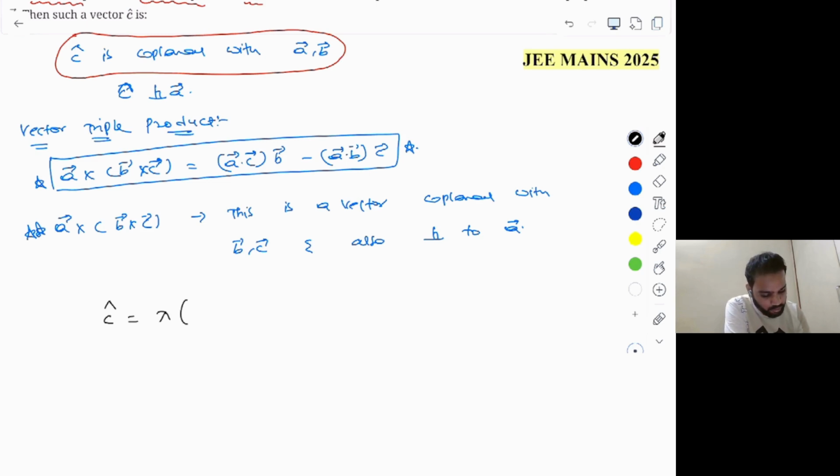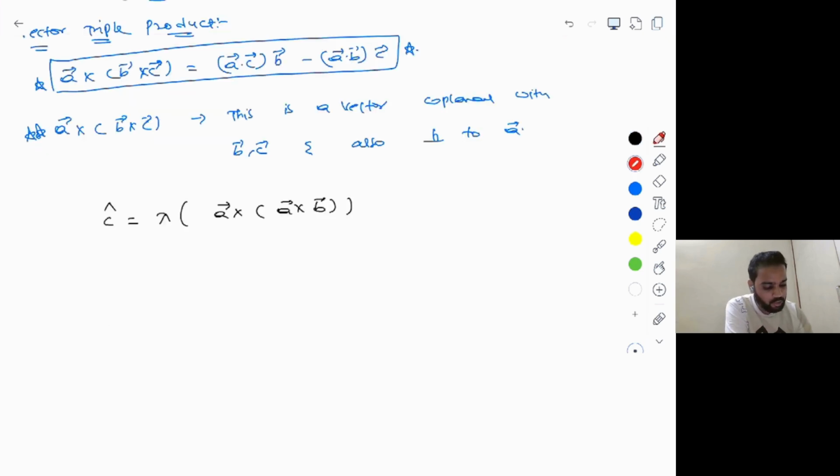First, what I'll do is A bar cross product with A bar cross B bar. I hope you understand this, because as I told just now, this vector C cap is a scalar multiple of the vector triple product A cross B, because A and B bar are in the bracket. So with those vectors, C cap is going to be coplanar. And what is the vector outside the bracket? A bar. So with that vector, it is going to be perpendicular.